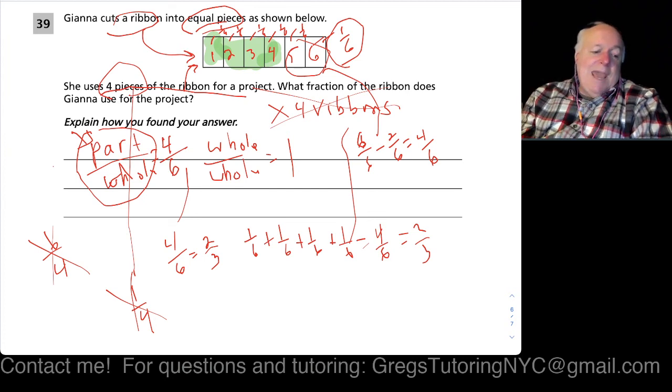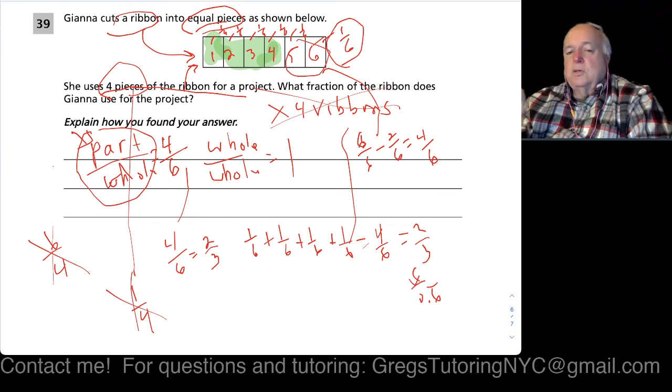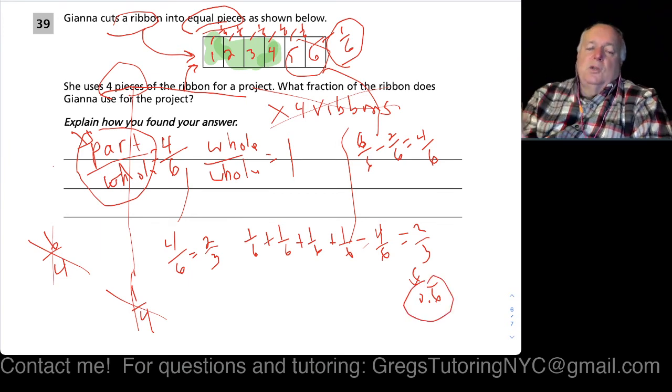A student may have converted this to decimal. I'm not even going to go there, but if you want, that's 0.6 bar. That's also a valid answer. If you don't understand what I just wrote, that's cool. It's way beyond the scope of grade 3 math, at least in terms of the curriculum.